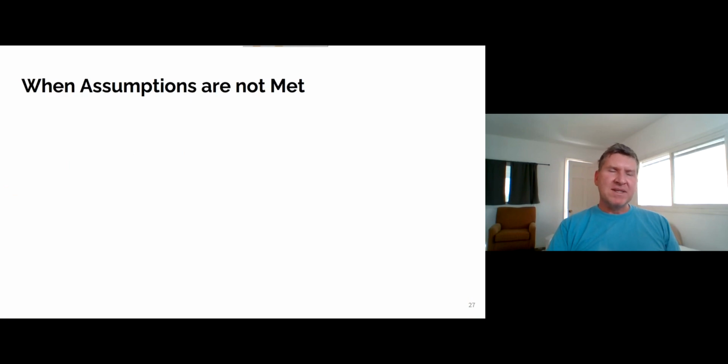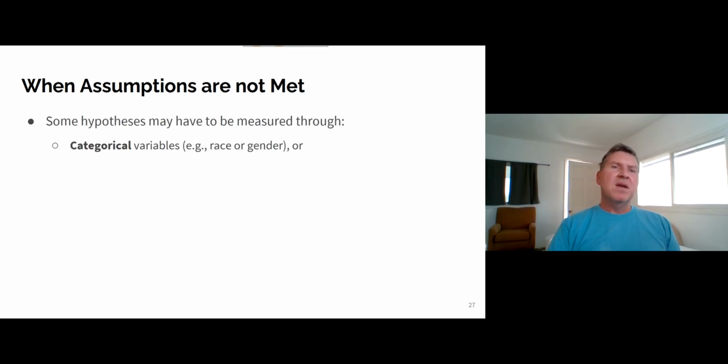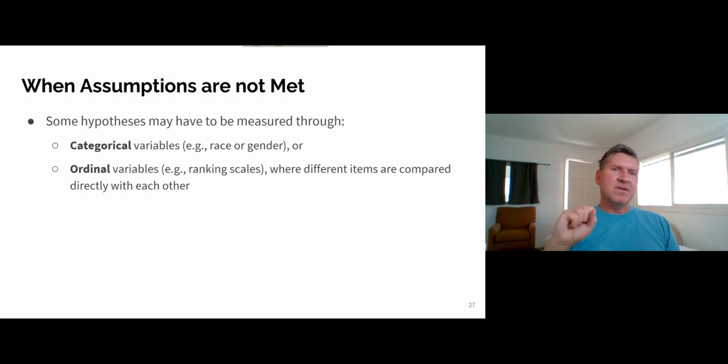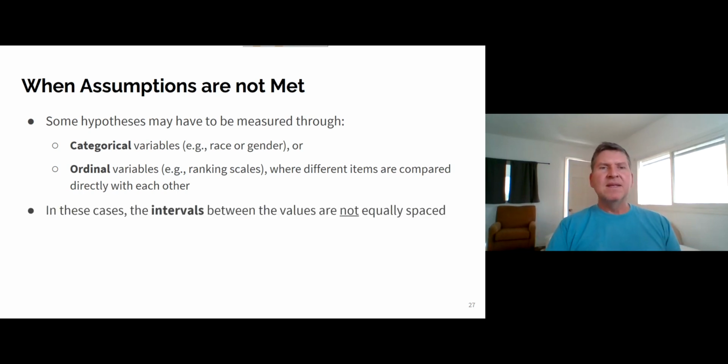With non-parametric tests, we can do certain things when those assumptions are not met. Sometimes we have categorical values, such as race or gender, so we might have counts of those. Ordinal values, such as a ranking scale, where different items are compared directly with each other. So do you prefer Samsung or Apple? Do you prefer pointing devices or a trackball? In those cases, intervals are not equally spaced, because the difference between Motorola and Apple is not the same as the gap between Apple and Samsung. It just doesn't make sense.